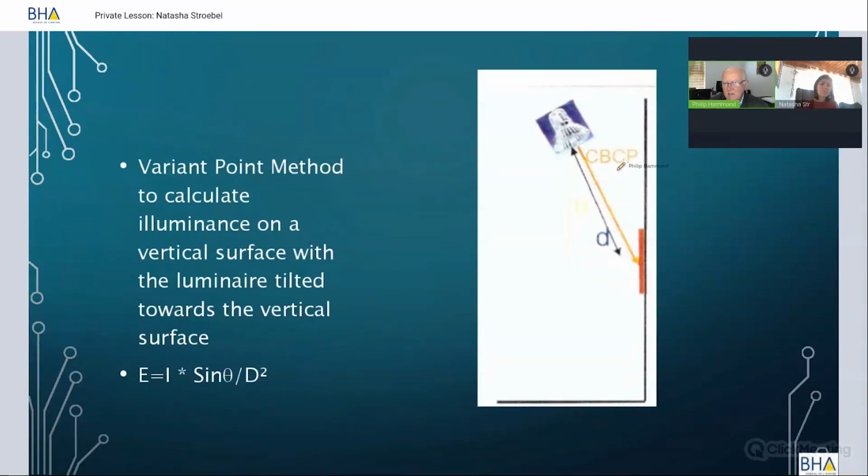And this CP, center beam candle power, right? Which is the same as intensity. Okay. So E is equal to intensity times sine of the angle. So we'd say, here's the angle. The angle would be here. Let me draw it in for you. There's the angle. Divided by distance squared.